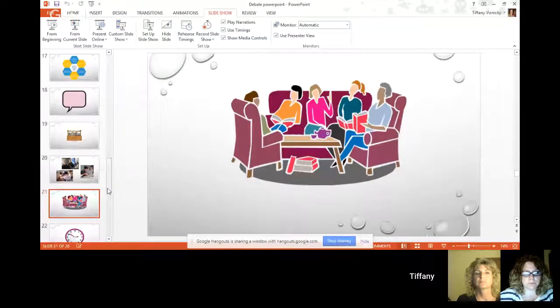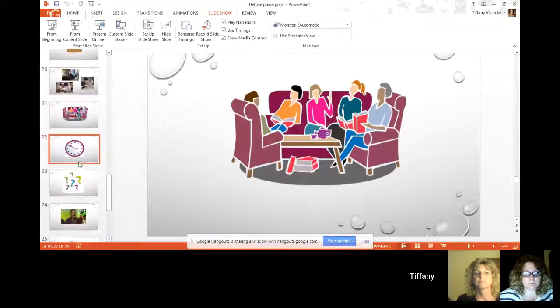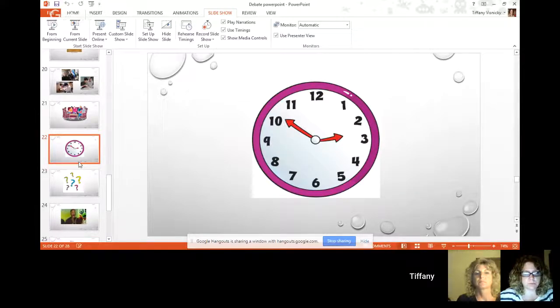The next point, support of ABA, is time considerations. The last point is time considerations. Time is of utmost importance.